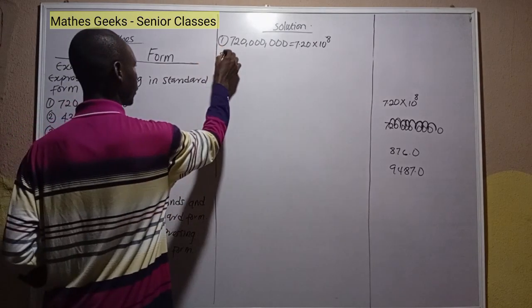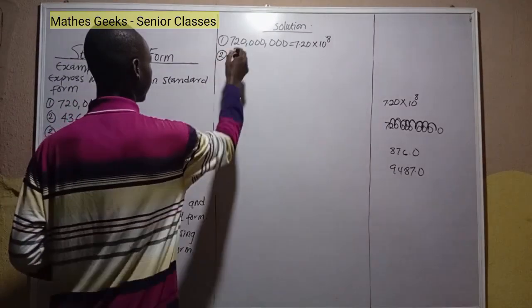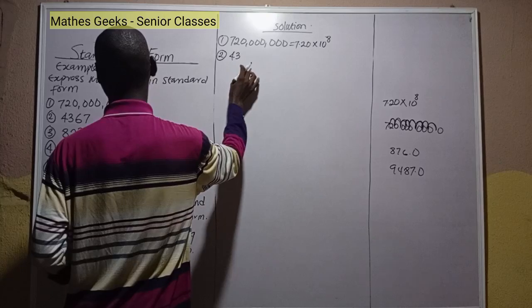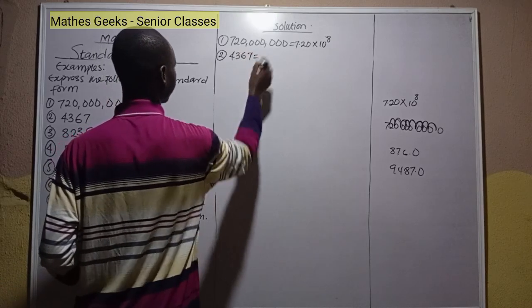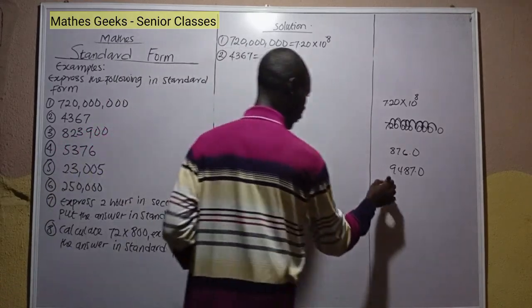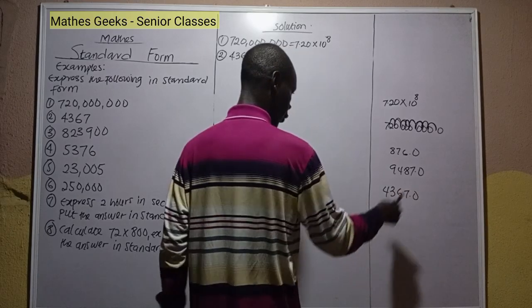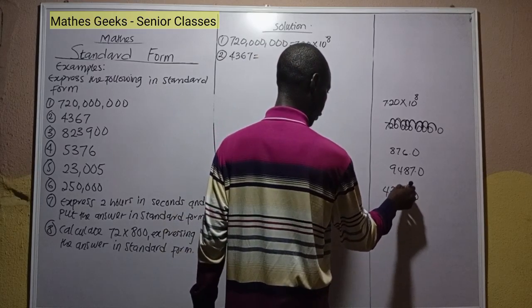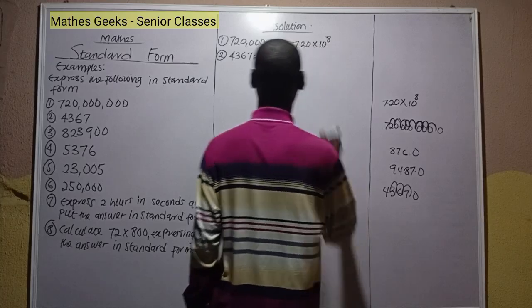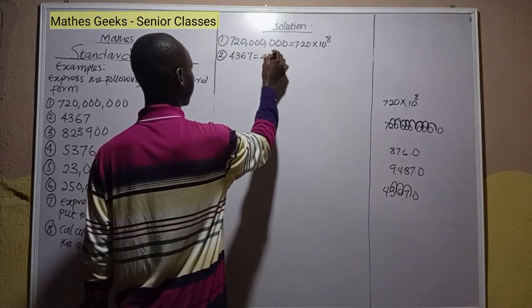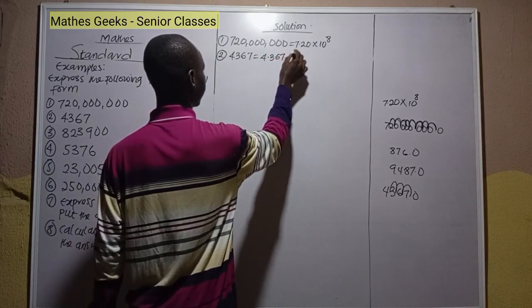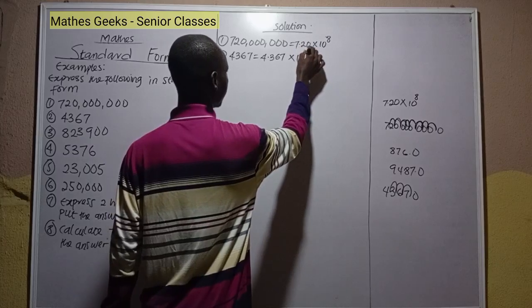Number 2, 4, 3, 6, 7. So 4, 3, 6, 7.0. We move the decimal point: 1, 2, 3. So that's 4.367 times 10 raised to the power 3.